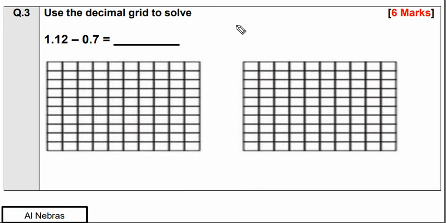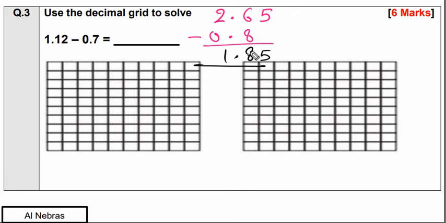Okay, let me write a question for you. 2.65 minus 0.8. Solve this and try to answer. Pause the video and see if you get the right answer. And to cross check, if you are doing it at home, you can use the calculator or ask someone from your family. If not, then pause it. I'll write the answer. Okay, I hope you got this right. Let's move on to the next question.